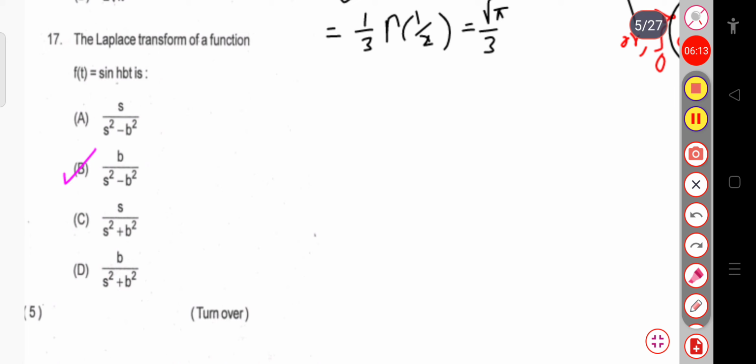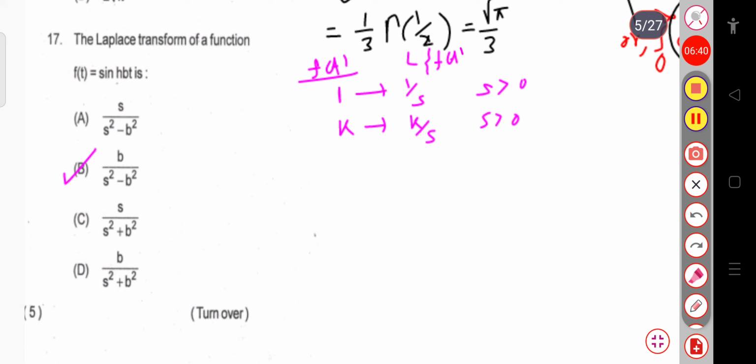When the function is 1, then the Laplace transform of 1 is 1 by s, and here the condition is s should be greater than 0. And when the function is k, then the Laplace transform of the function k will be k by s, and here also s will be greater than 0. So this is the function f of t, let me write, and this is the Laplace transform of the function f of t.